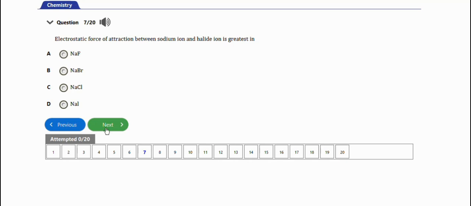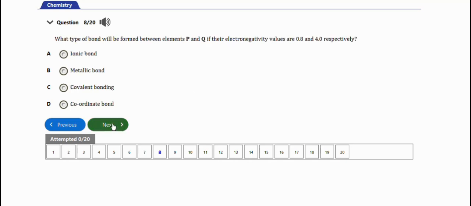Okay, the next question will be this one. It says what type of bond will be formed between elements P and Q if their electronegativity values are 0.8 and 4.0 respectively. So it will be ionic bonding, guys. The reason is that the difference between these electronegativity values is large, so it will be ionic bond.